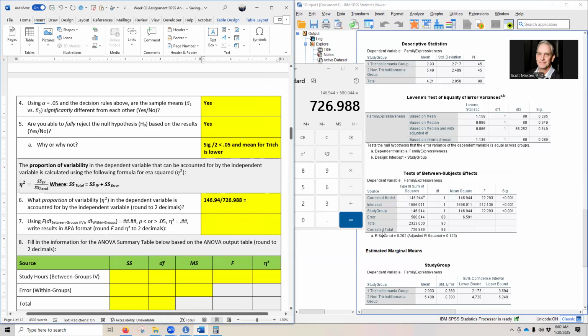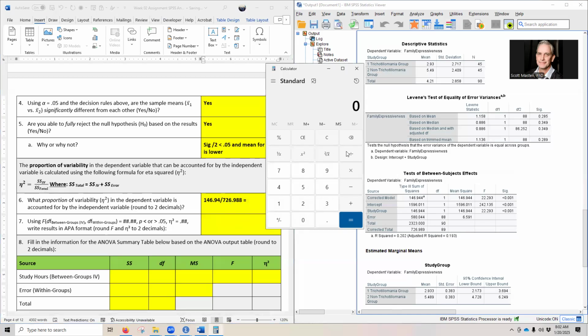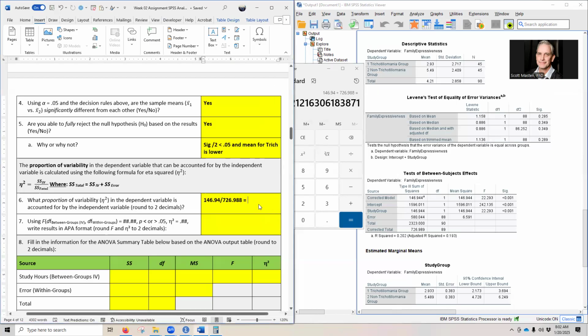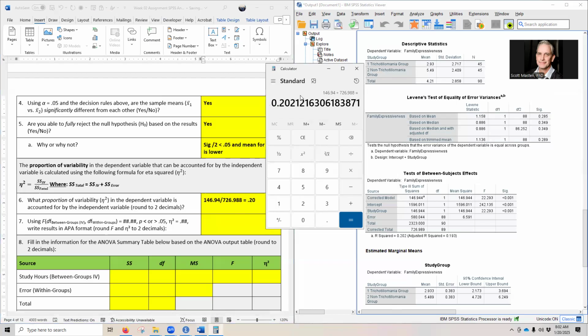That is the sum of squares for the IV, plus the sum of squares total, which is sum of squares IV plus error. So, survey says: 146.94 divided by 726.988 is 0.202, a bunch of change, which to 2 decimals is 0.20. So I'll put 0.20 there. All right.